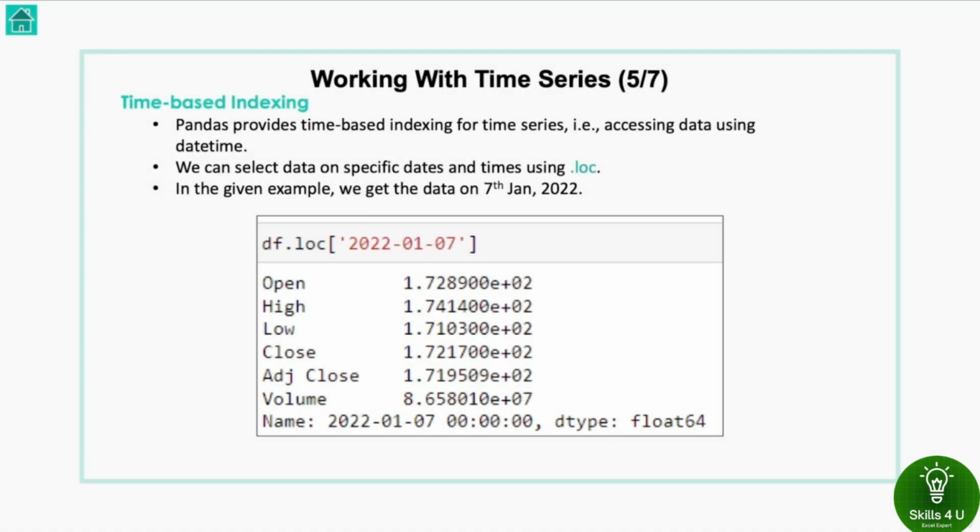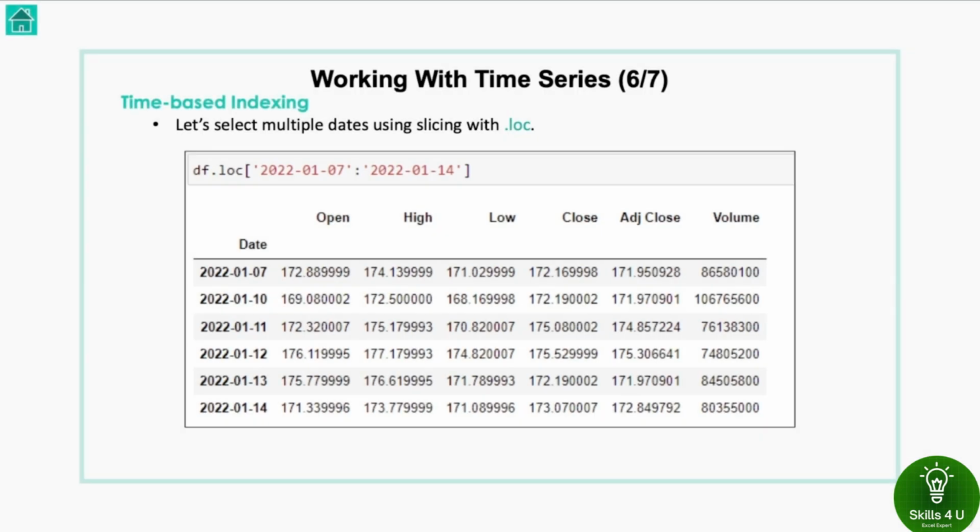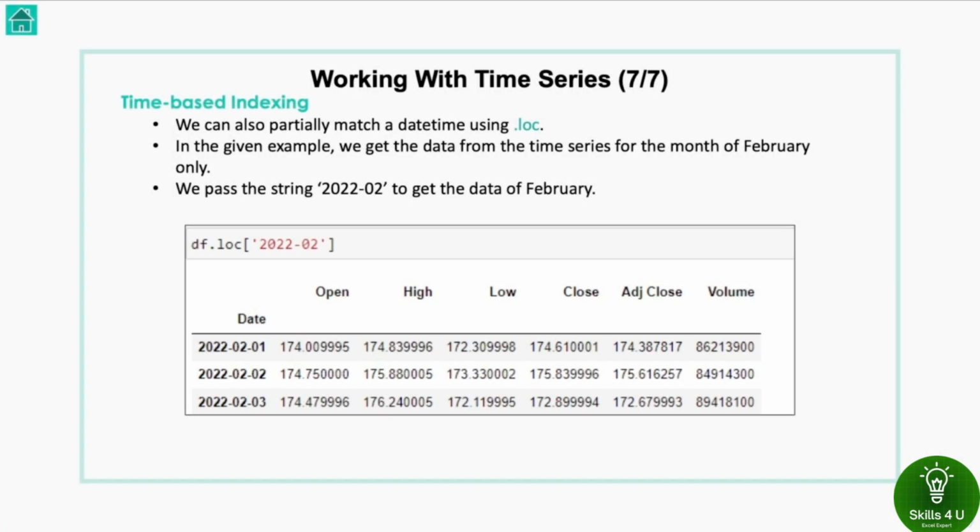We can also index a time series using the .loc method. In the given example, we get the row of the data frame where the date is 7th of January 2022. We can get a series. We can also slice multiple rows of time series using the .loc method. Slide 34, working with time series 7. An interesting thing is to partially match a timestamp in a time series using .loc. Let's see how this works.